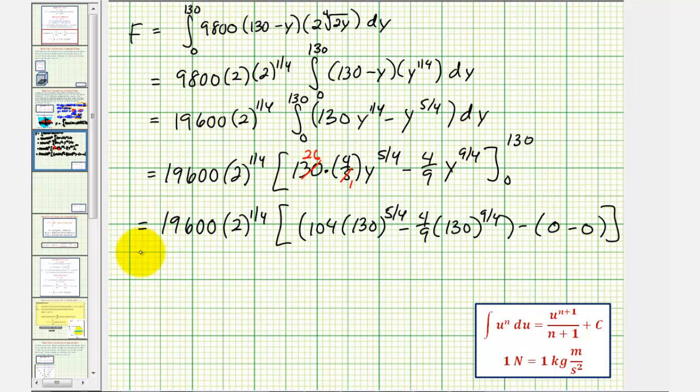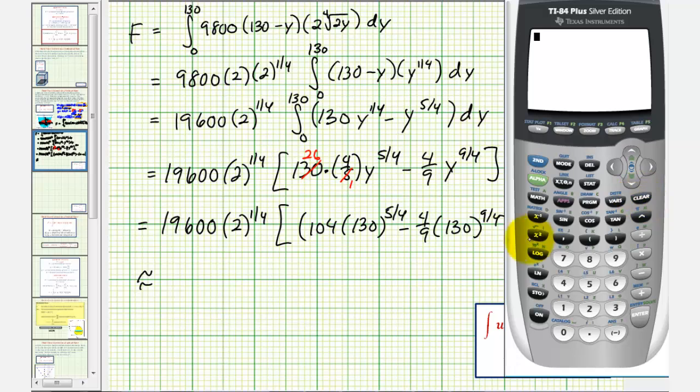So now we'll go to the calculator and get our decimal approximation. So we have 19,600 times 2 raised to the power of 1/4 times 104 times 130 raised to the power of 5/4 minus 4/9 times 130 raised to the power of 9/4.